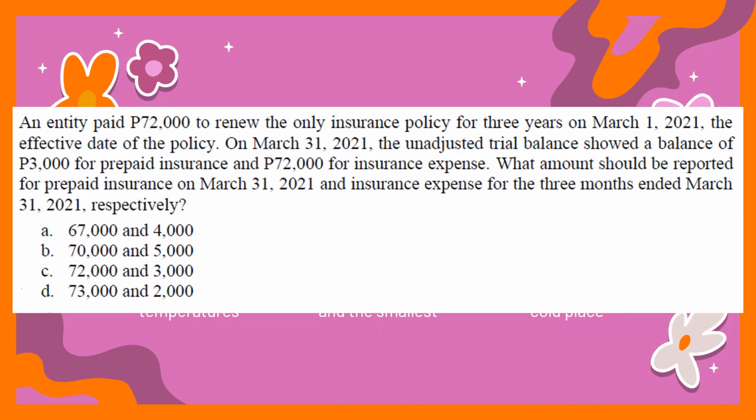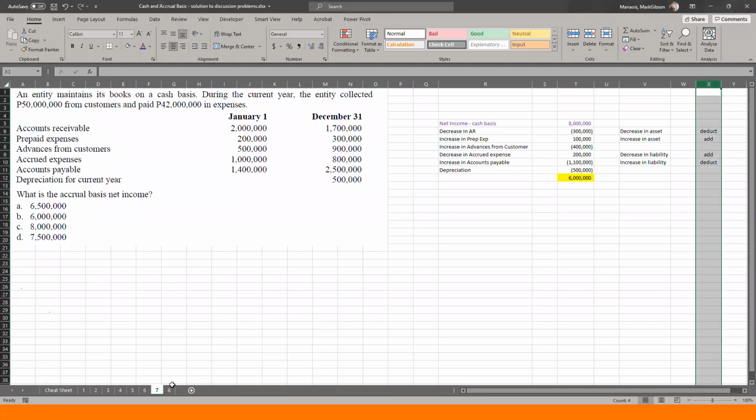So therefore, we only put to expense the portion that is already consumed. In this case, notice, March 1 is the effective date, we paid 72,000. Then if we are preparing our financial statement on March 31, only 1 month has lapsed. Okay, so what amount should be reported for prepaid insurance and insurance expense? So let's have problem number 8.